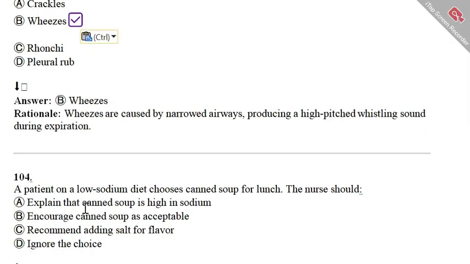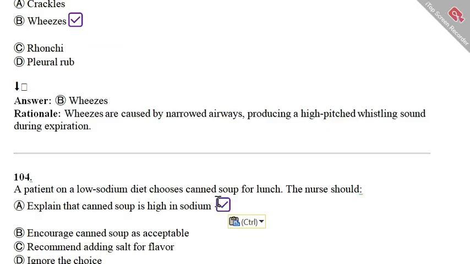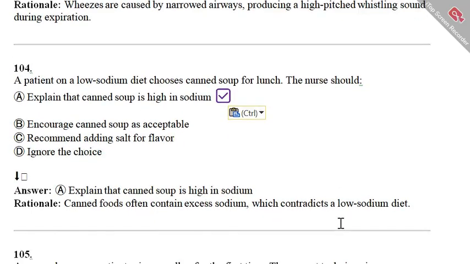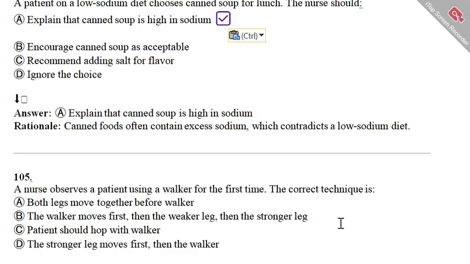Question number 4. A patient on a low sodium diet chooses canned soup for lunch. The nurse should... What the nurse will recommend in this situation, the correct option is option A. Explain that canned soup is high in sodium. Let's move to the next question.